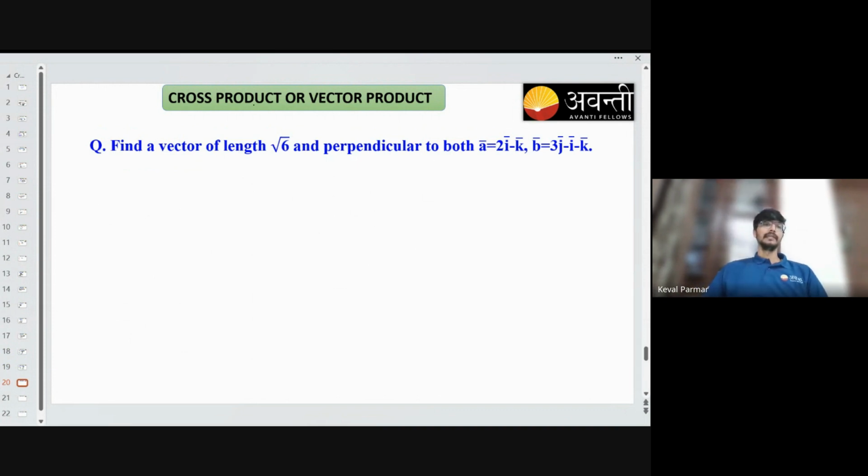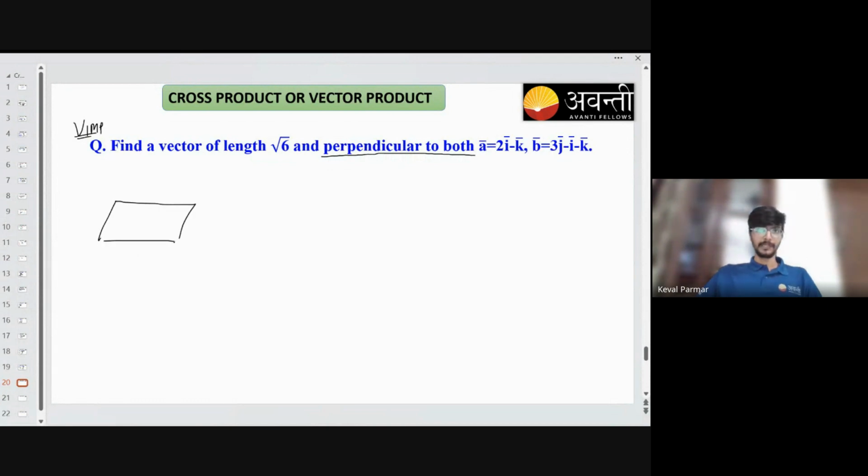This is a very important question. So what it says is find a vector perpendicular to both. Now, I have A vector and suppose B vector. Now we know that unit vector perpendicular to this plane is either n cap or minus n cap. So let's find n cap.